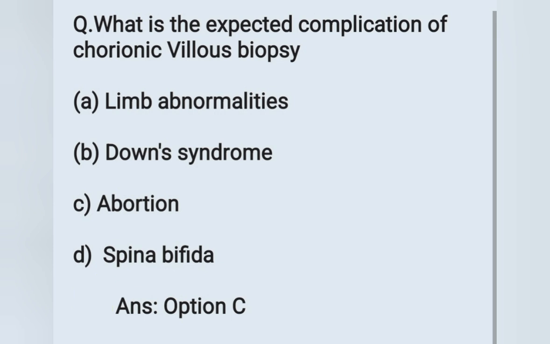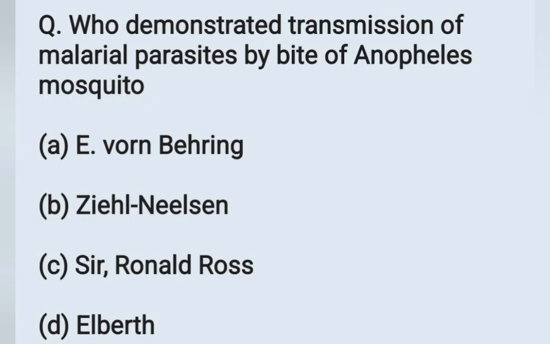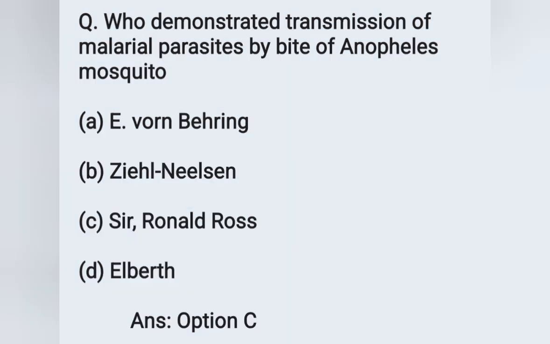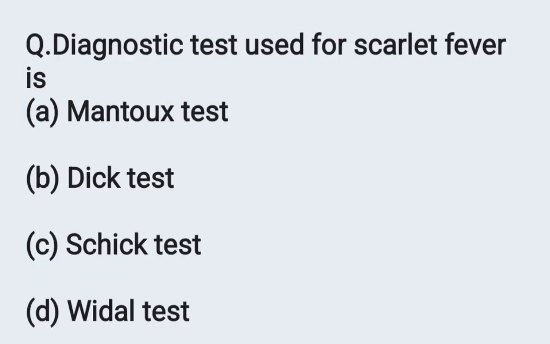And the next question is, who demonstrated transmission of malarial parasite by the bite of Anopheles mosquito? Options. Option A, Emil von Behring. Option B, Ziehl-Neelsen. Option C, Sir Ronald Ross. Option D, Albert. And the correct answer is Sir Ronald Ross. Option C is the correct answer. On to the next question.